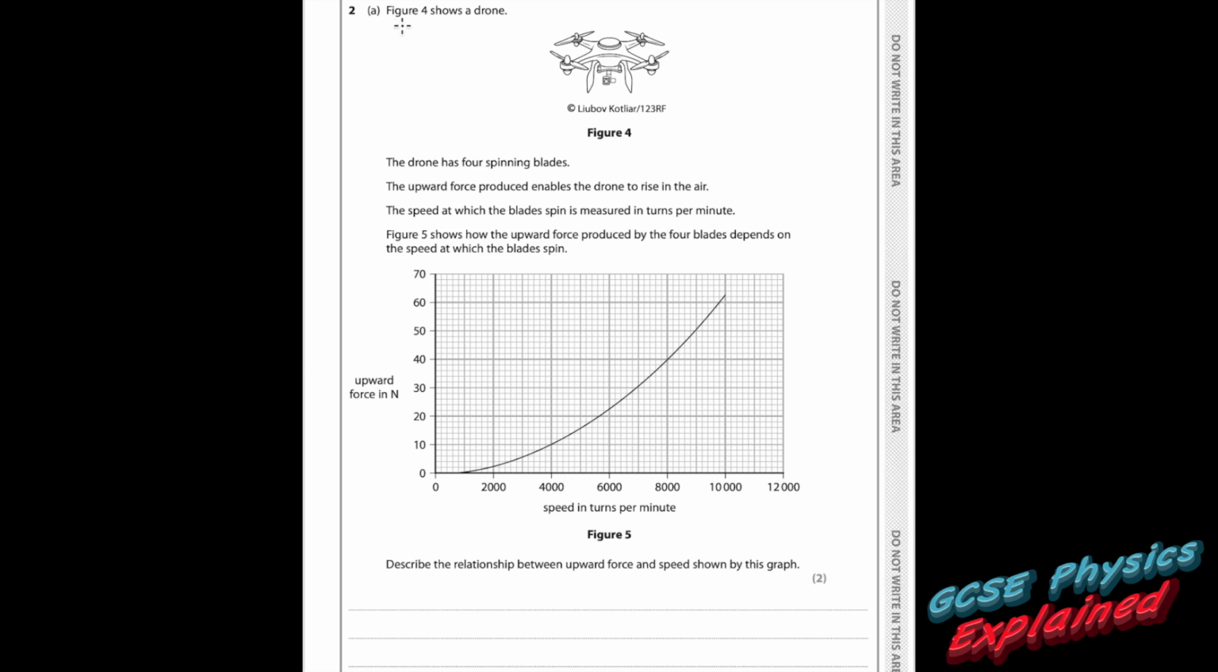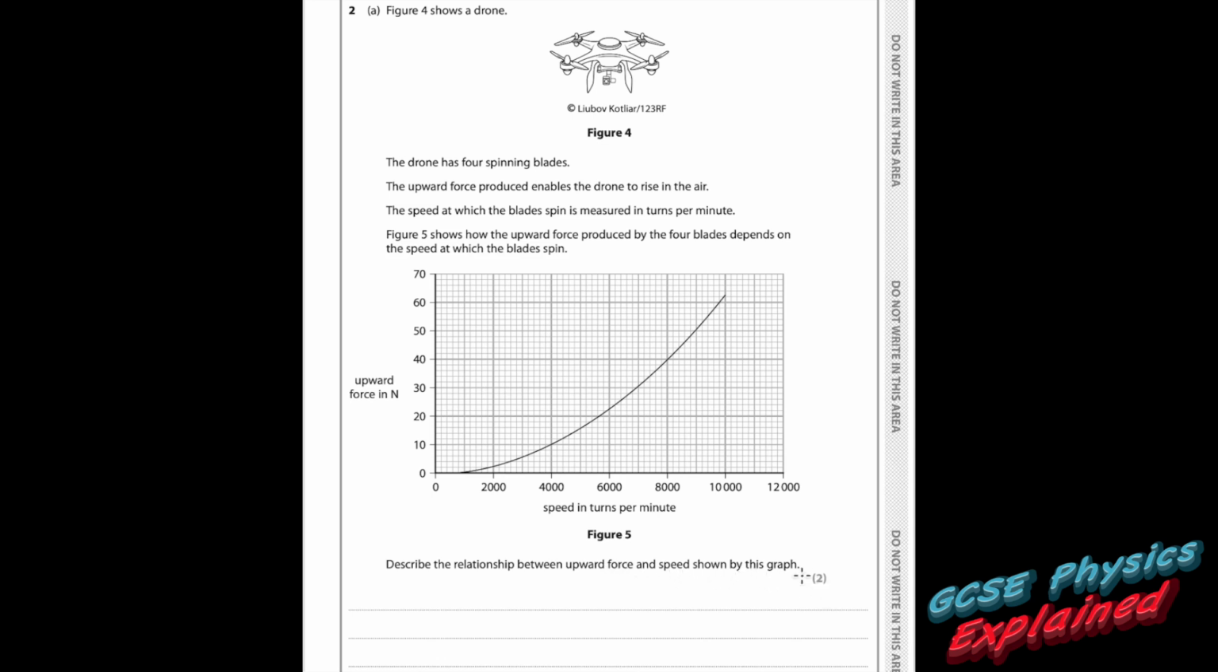Question 2. Figure 4 shows a drone. The drone has 4 spinning blades. The upward force produced enables the drone to rise in the air. The speed at which the blades spin is measured in turns per minute. Figure 5 shows how the upward force produced by the 4 blades depends on the speed at which the blades spin. Right, so that's the upward force there on the y-axis, and that's the speed in turns per minute on the x-axis. Describe the relationship between upward force and speed shown by the graph.